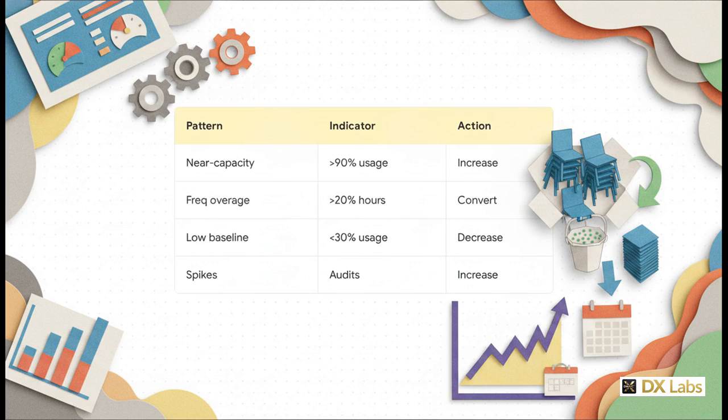On the flip side, if you have a low baseline consistently sitting under 30%, well, you're paying for empty seats. Go ahead and scale your provisioned SCUs back. Now, what about those folding chairs? If you notice frequent overage activation, where those overage chairs are being used more than 20% of the time, it's actually much more cost-effective to convert that overage into standard provisioned SCUs. And finally, for predictable spikes, like your quarterly audits, simply increase your overage temporarily right before the period begins.